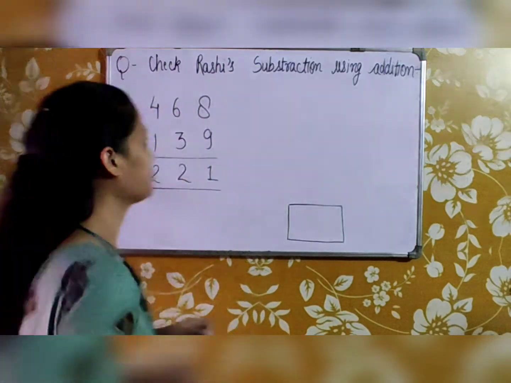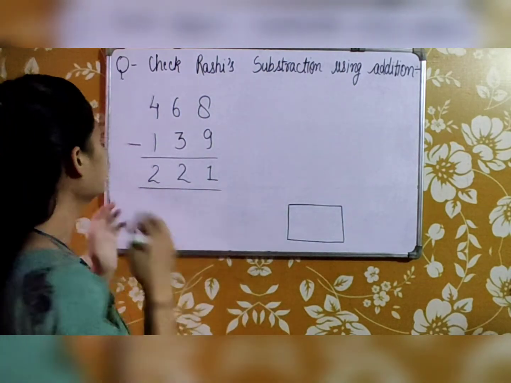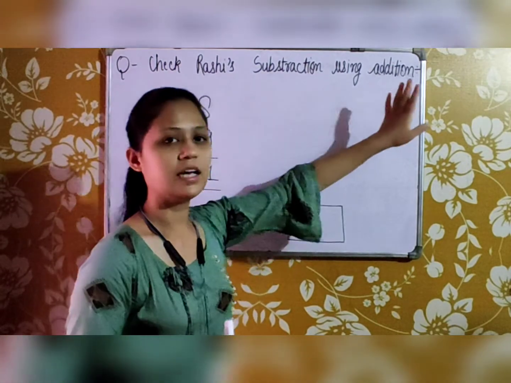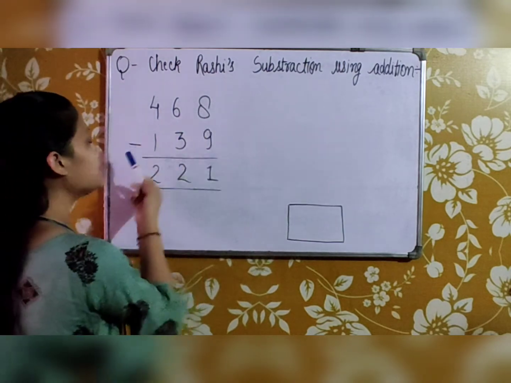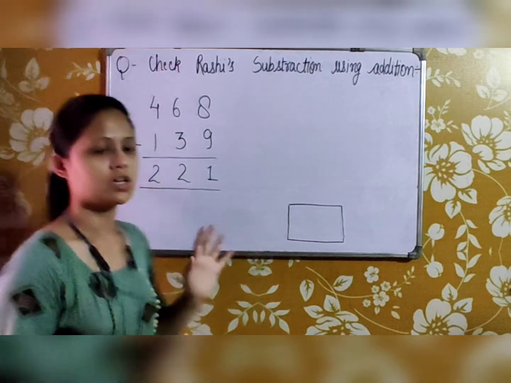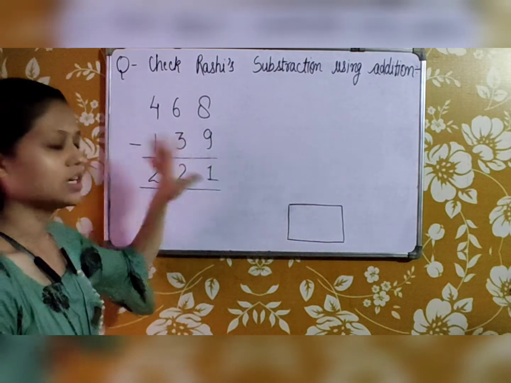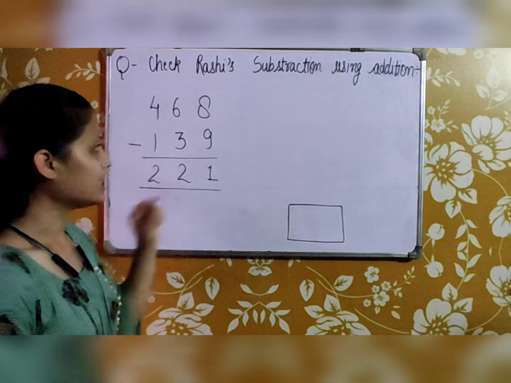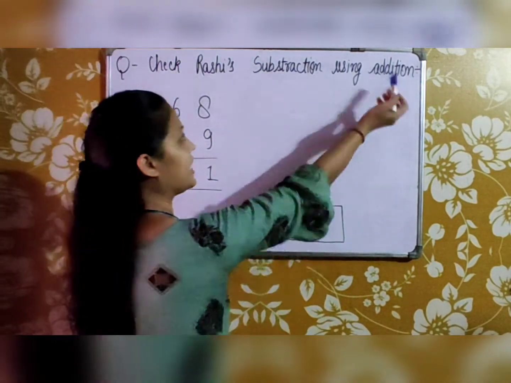The question is, check Rashi's subtraction using addition. So how will we do this? See, 468 minus 139 is 221. This is what is given to us in the book. Now we have to tell whether this subtraction is correct or not. To check this, we will use addition.